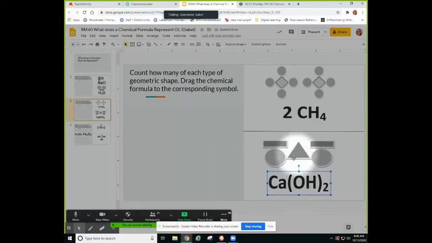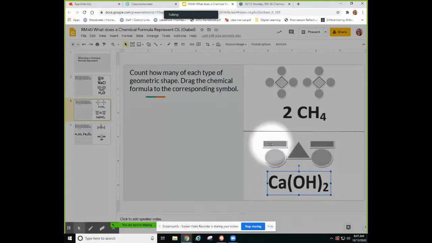Okay? This one represents calcium oxide. The triangle represents calcium. The circles represent oxygen. And the rectangles represent hydrogen. And I have 1, 2, just like this subscript told me. Okay? All right, so let's do another example.